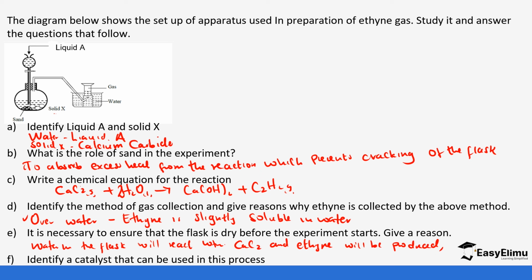And finally, identify a catalyst that can be used in the process. We said you can use copper 2 sulfate. Remember, copper 2 sulfate is commonly used as a catalyst in most reactions.